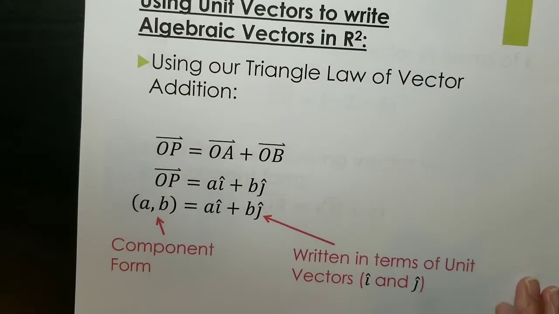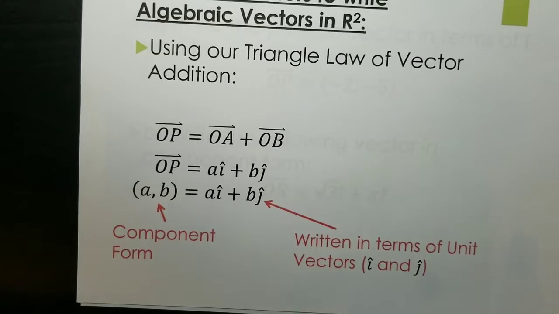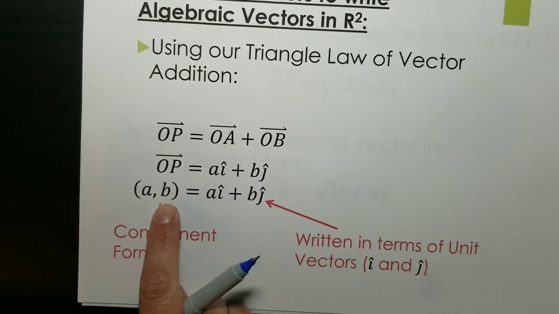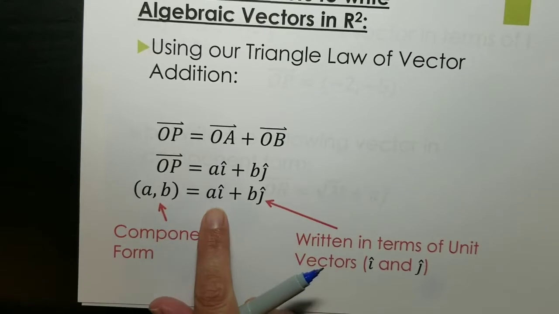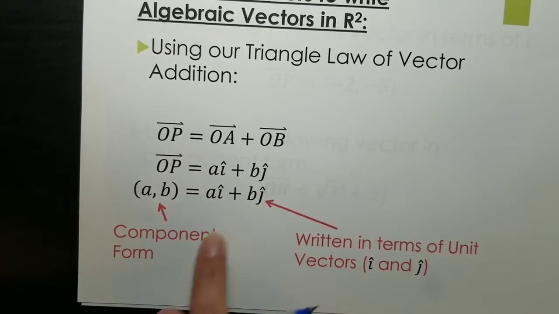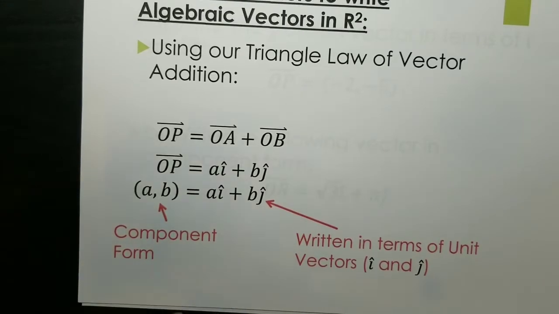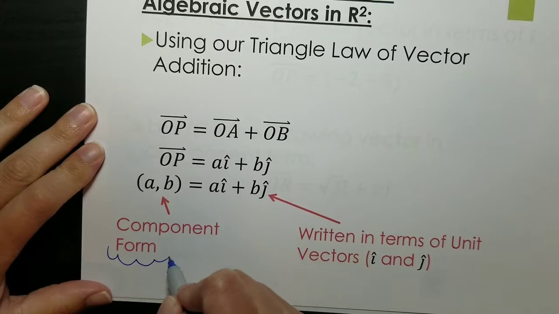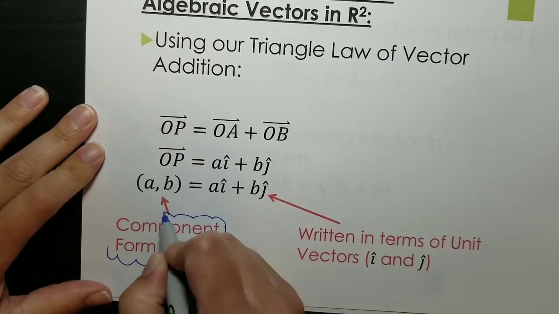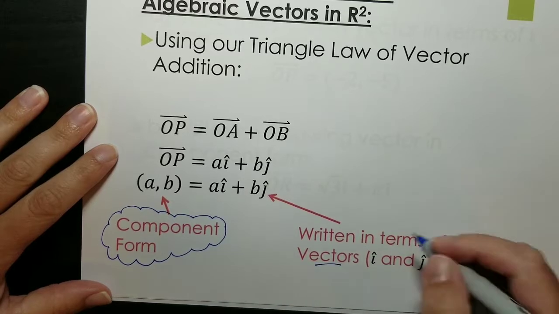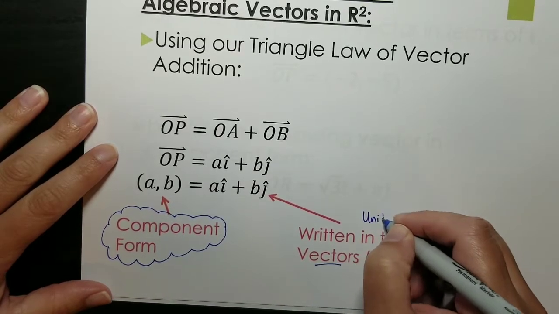So two important things here is the difference in form. So we know that vector OP can be written as A comma B, and it can also be written as A times i hat plus B times j hat. When you're answering questions on algebraic vectors, it may specify component form or unit vector form. So this is unit vector form here.